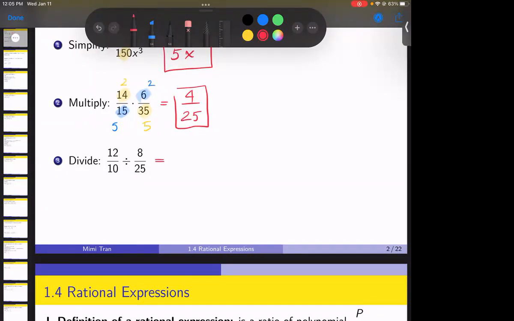All right, number 3. Before I divide, what should I do? Very good. You only flip one, and that would be the second one. So 12 tenths times 25 eighths. And now you simplify. You can use a calculator, but let's see. 12 and 8 divided by 4, so 3, 2, and then the 25 with the 10, I see 5 and 2. They're all prime, so you can move on, right? 3 times 5 is 15. 2 times 2 is 4.